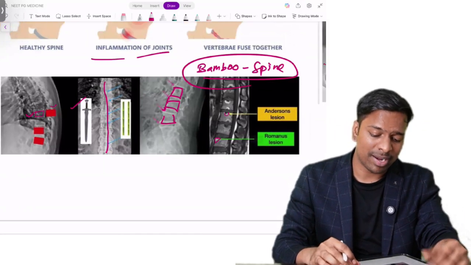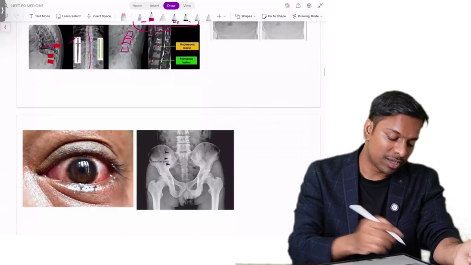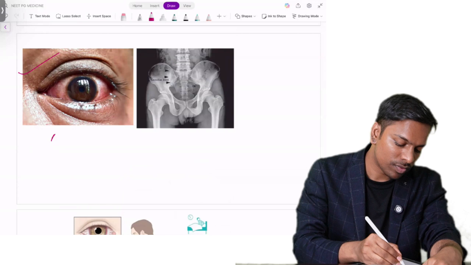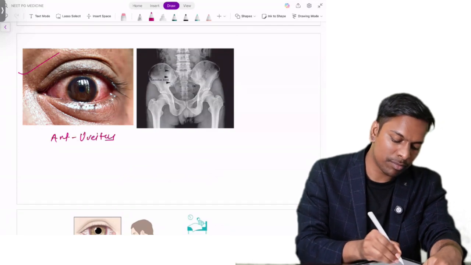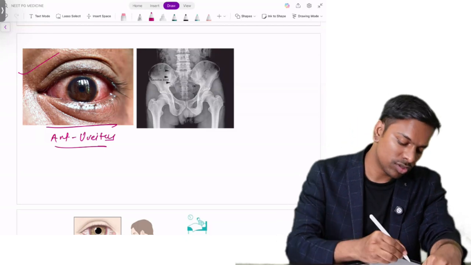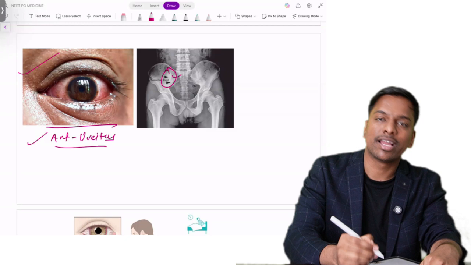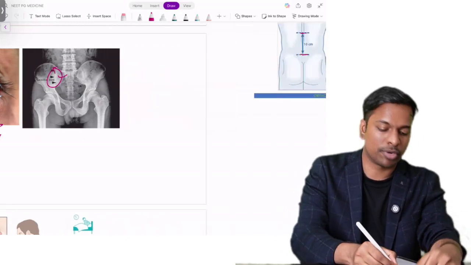Along with that, they might give an image like this also, where the eyes are involved. It's basically anterior uveitis. So uveitis is also called iridocyclitis, right? Because there is an inflammation of the iris as well as the ciliary body. So anterior uveitis is also associated with ankylosing spondylitis. Along with that, you can see the sacroiliac joint is involved. Because of this, there are multiple symptoms in the patient.